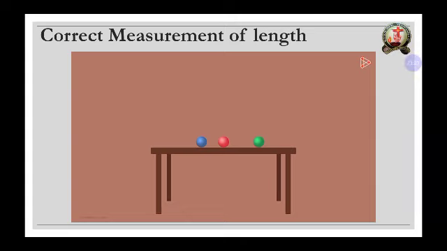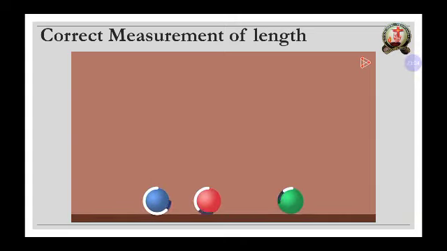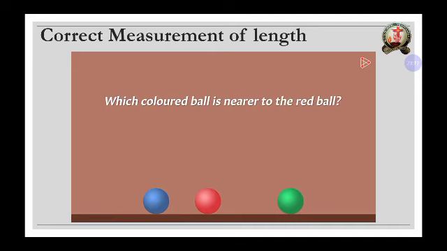Suppose 3 colorful balls are kept on this table. Each ball is of a different color. Now I want you to answer this very simple question. Which colored ball is nearer to the red ball? This one or this one? Yes, the blue ball is nearest to the red ball.